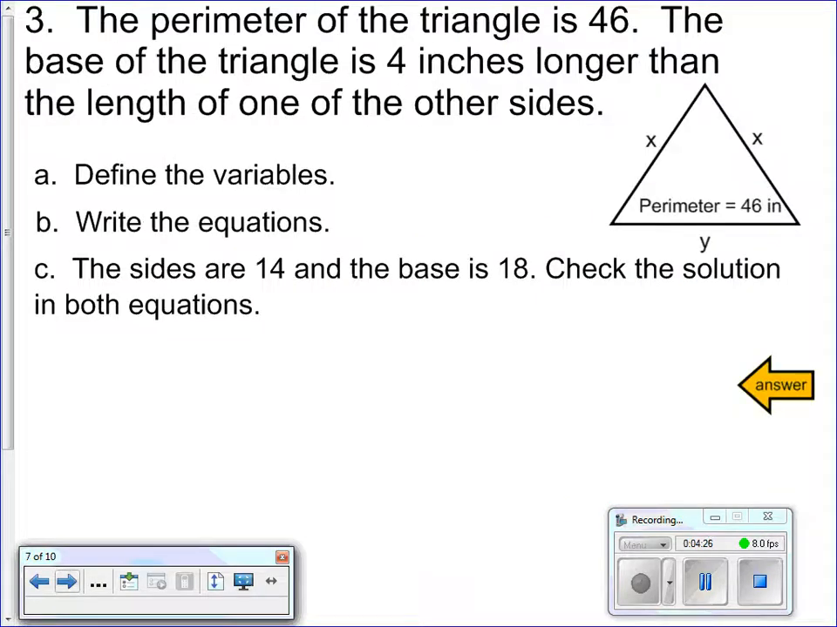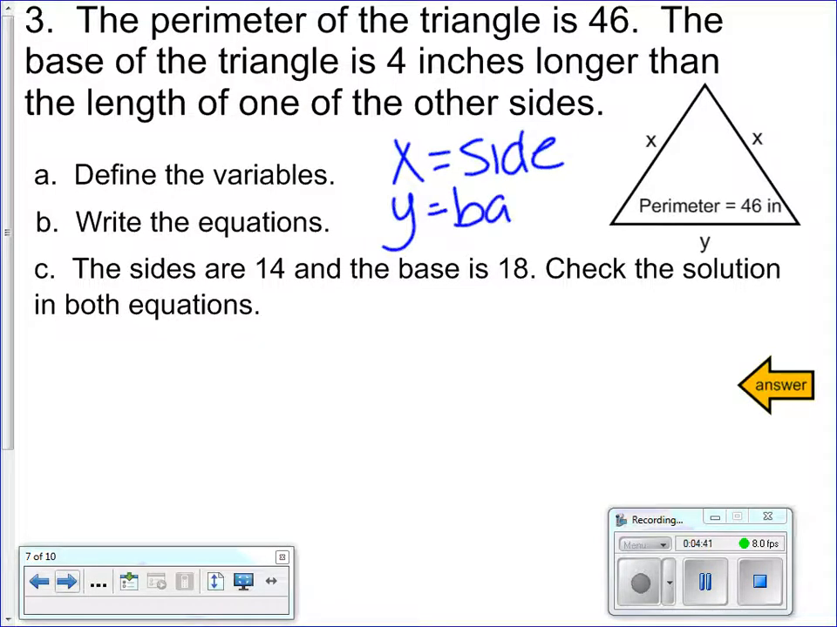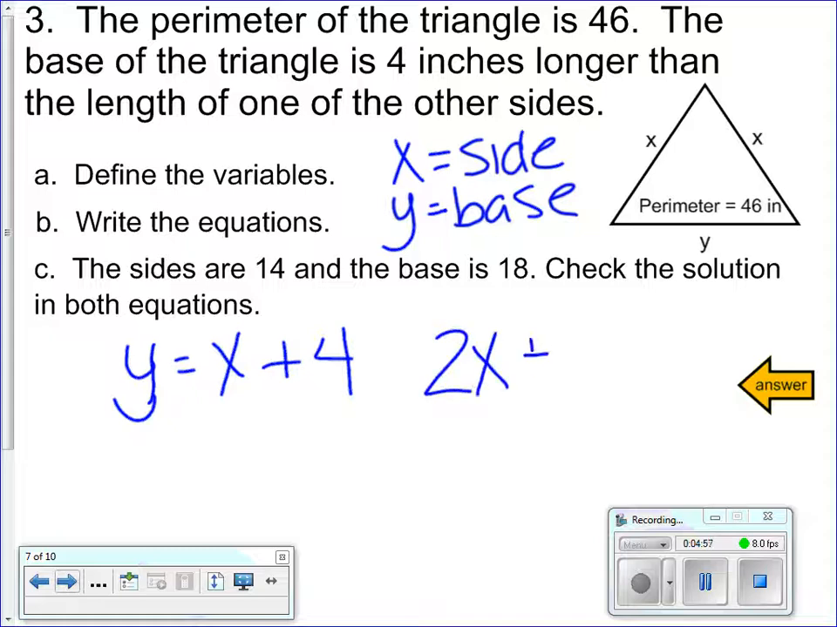The perimeter of a triangle is 46. The base of the triangle is 4 inches longer than the length of one of the other sides. So let's define our variables. x is going to be the side, and y is the base. My two equations: y equals x plus 4, so the base is the side plus 4. And the other one is two sides plus the base is 46.